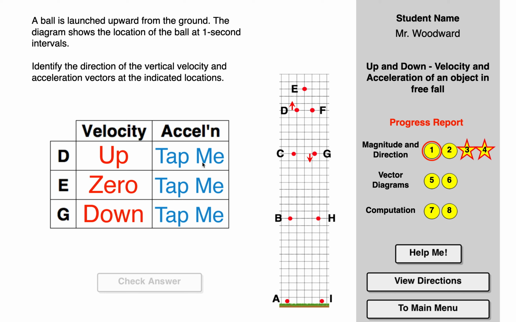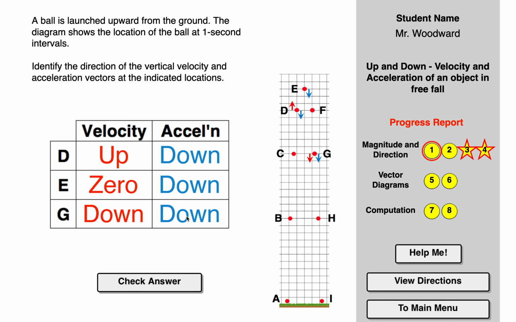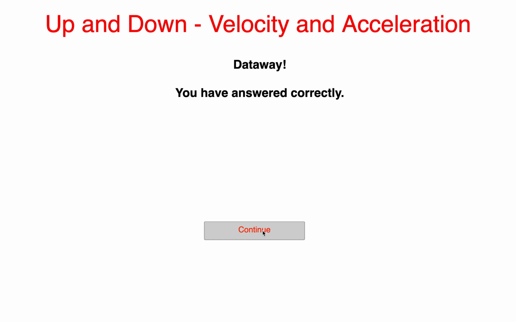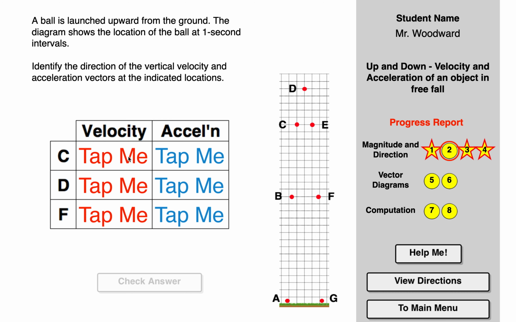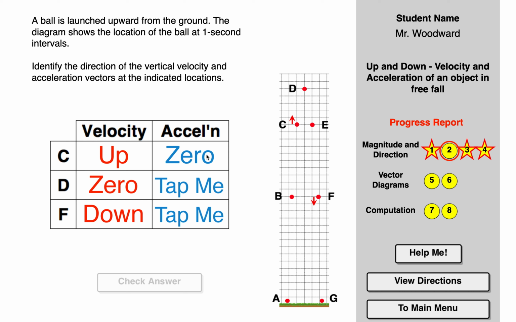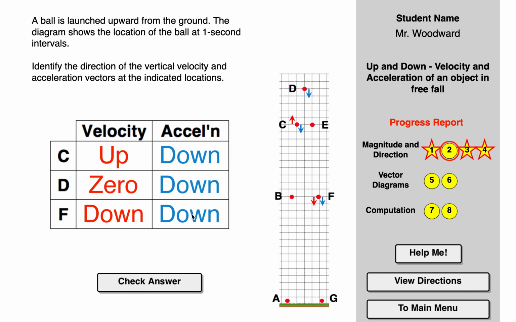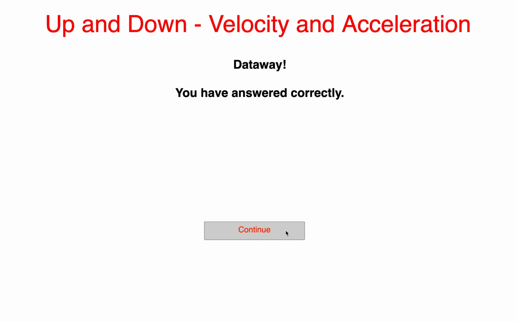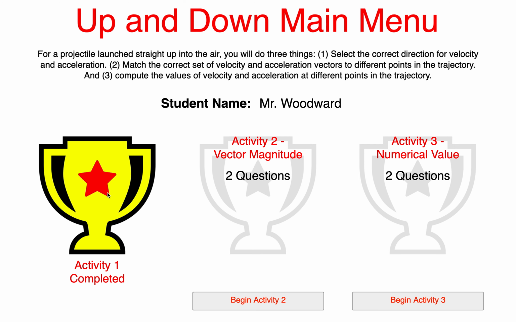And you can see the vector here. The acceleration at all times is down because gravity is pushing the ball down at all times. C is on the rising side, so that's up. D is at the top, so that's 0. F is on the falling side, so that's down. Acceleration is always down. Okay, and it adds those vectors for me. All right, so that's the first activity.